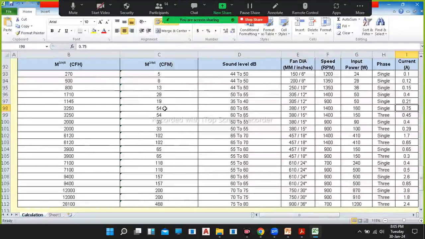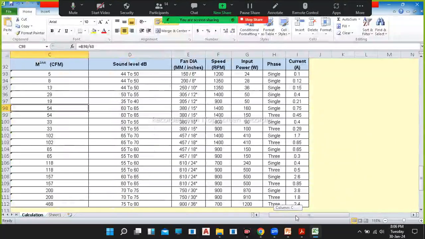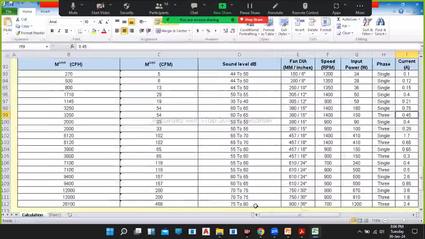CFM 13, 29, 54, 33, 65. We got 48, so I'm taking 54 because nothing is there after 33. The next is 54 only. For 54, the input power is 160 wattage, single phase, and 0.75 is the current. In that you will get three phase also. 150 wattage three phase is also there, with current 0.45.